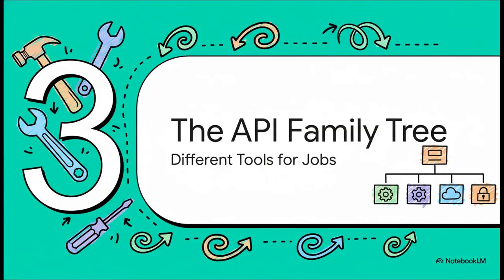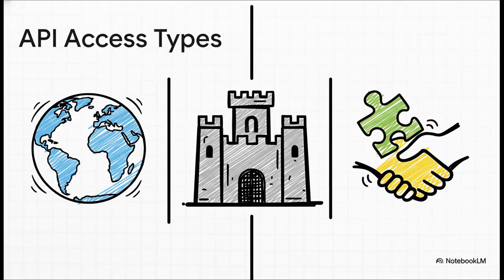But here's the thing. Not all APIs are created equal. Just like you wouldn't use a hammer to saw a piece of wood, developers use different kinds of APIs for different jobs. So let's take a quick look at the API family tree. First, you can break them down by who gets to use them. You've got your public APIs. These are open to everyone. Think weather data or map information. Then you have private APIs, which are used inside a single organization to get all their own systems talking to each other. And finally, there are partner APIs. These are shared only with specific trusted partners. A perfect example is how a company like Uber uses a payment API from a company like Stripe.